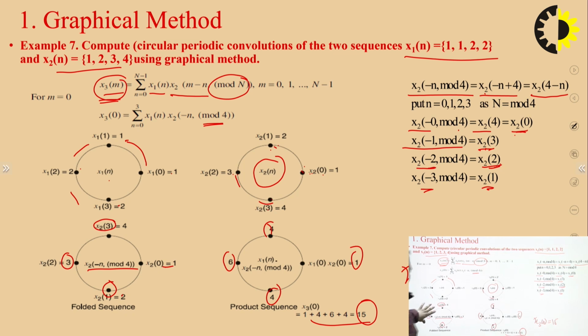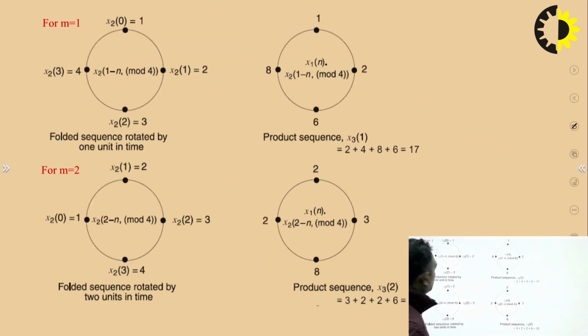Now we will shift it. Okay, shift it in the anti-clockwise direction. So when we shift it in the anti-clockwise direction, this will become x2 of (minus n minus 1) mod 4. So this is x2 of (1 minus n) mod 4.